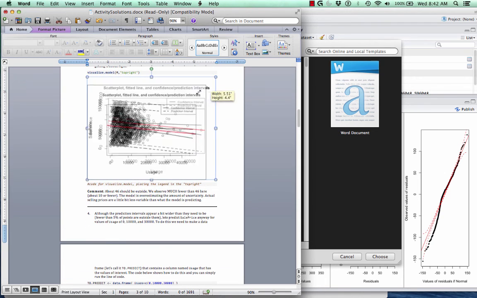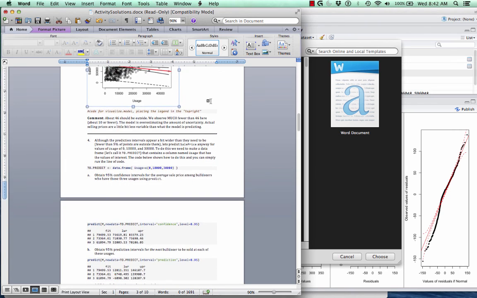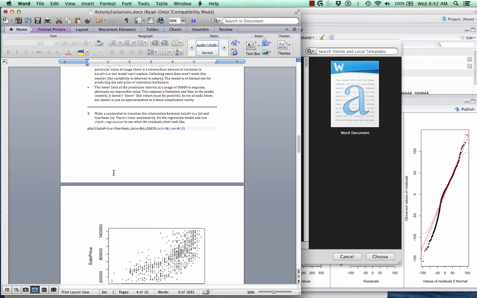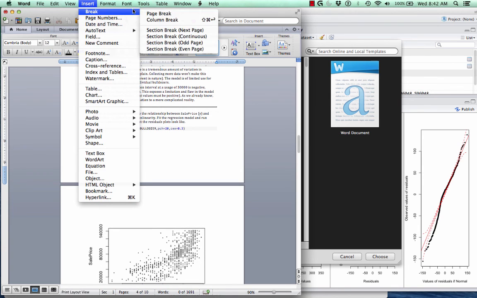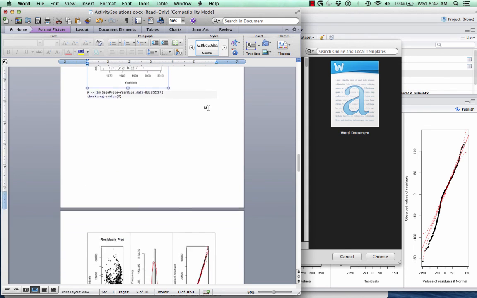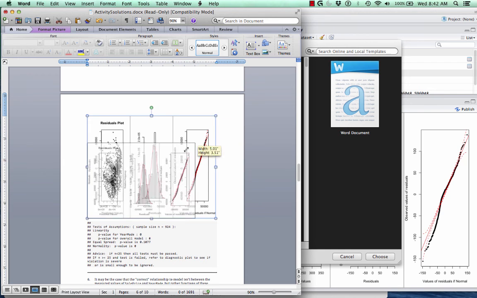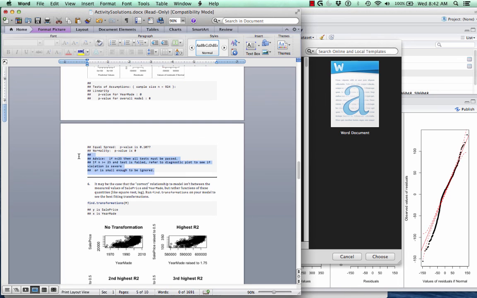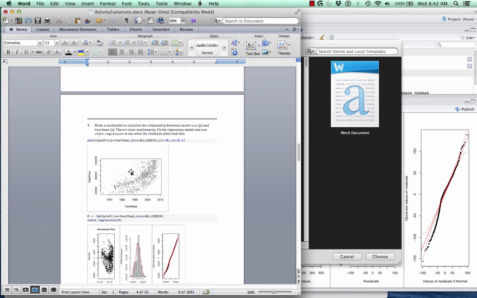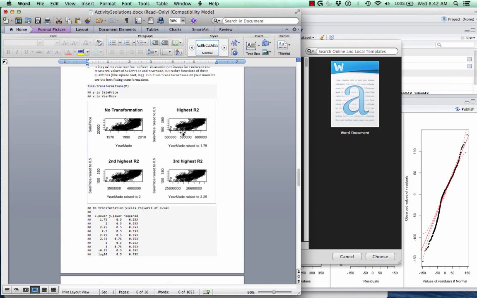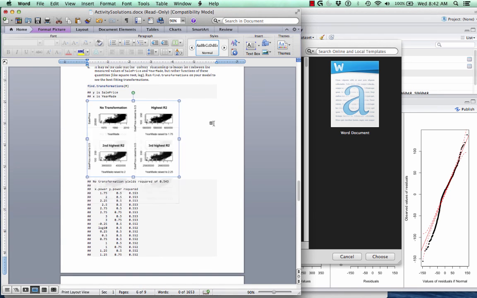That's a huge scatter plot. I don't need it that big. And that looks fine. And maybe I'll insert a page break here. Make this scatter plot not quite as big, make these plots not quite as big, and don't need that advice. I'd like to get the results of those tests up in that page. That looks good. Transformation plots don't look that great.